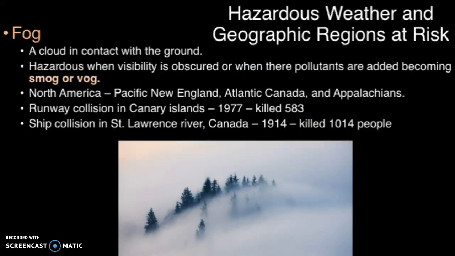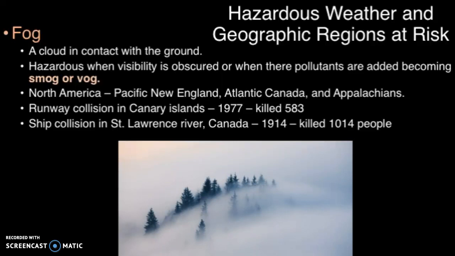So fog is the next hazard. We should all pretty much be familiar with fog. I myself am very familiar because back home, since I lived at a very high altitude in a very moist area, fog was very common. So fog is basically just a cloud that is in contact with the ground. It can be hazardous when visibility is obscured, or when pollutants are added. Pollutants added and then encapsulated by the water vapor, as water vapor is very good at keeping those pollutants, become smog.